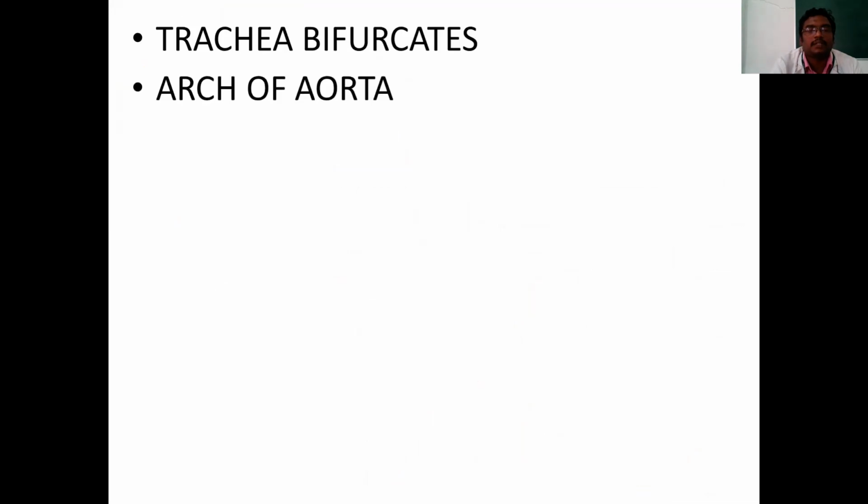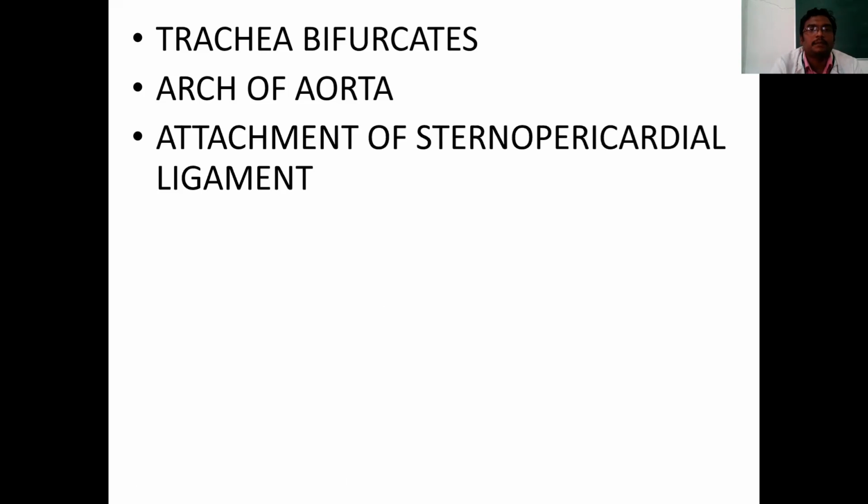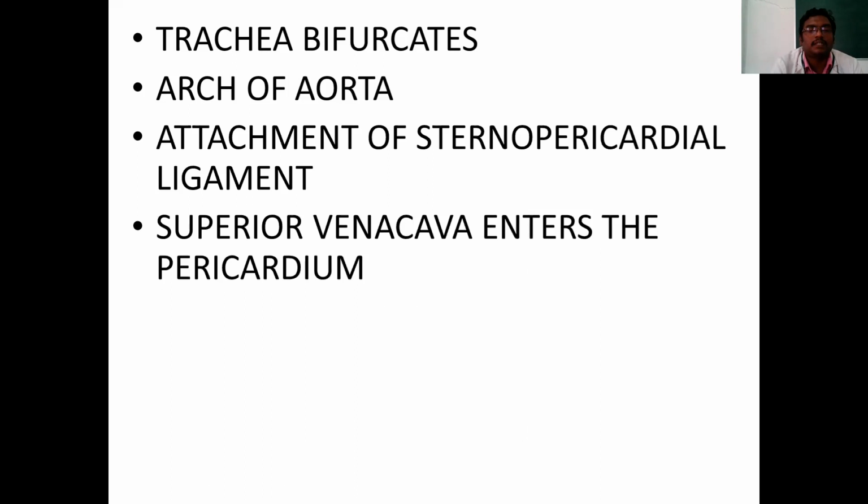Next, you'll be able to get the commencement and termination of the arch of aorta. The arch of aorta starts at the sternal angle and ends at the sternal angle. Next is the attachment of the sternopericardial ligament. So what is the sternopericardial ligament? Inside the sternum, you are going to have the heart. This is covered by a membrane called the pericardium. This is attached to the posterior aspect of the sternum by the sternopericardial ligament. This is also attached at the level of the sternal angle. So this is another important thing.